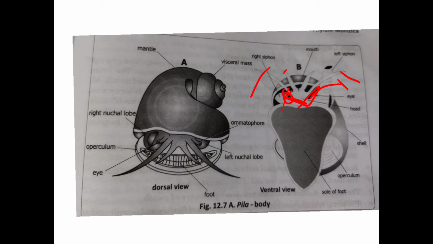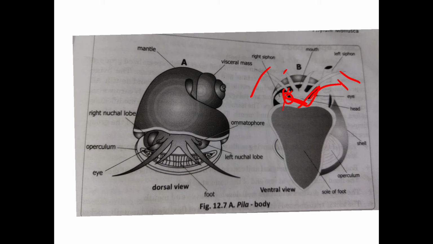Then next one is about the foot. The foot consists of two regions, an anterior region, the propodium, and a posterior region called the metapodium. The operculum, you know, the operculum is the boundary of the mouth. It is attached to the foot, especially towards the metapodium.